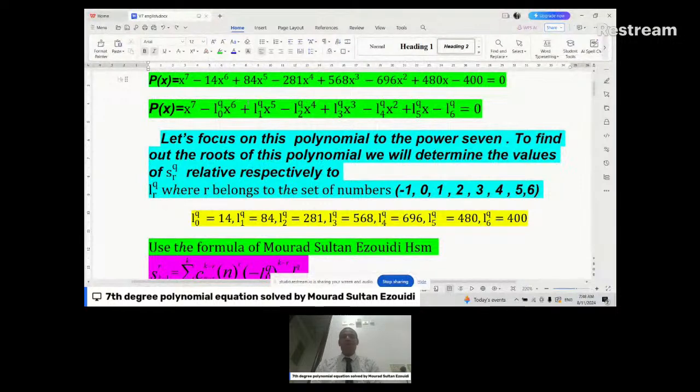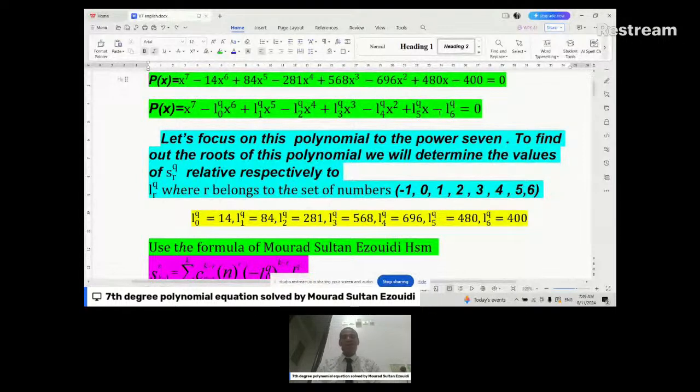You can equate your seventh degree polynomial equation to the standard form of the seventh degree polynomial equation, according to me. It can be written as x^7 minus L0 for the q x^6 plus L1 for the q x^5 minus L2 for the q x^4 plus L3 of the q x^3 minus L4 of the q x^2 plus L5 of the q x minus L6 of the cube.